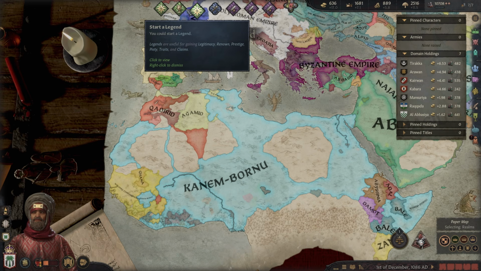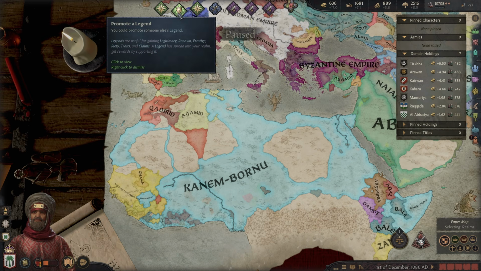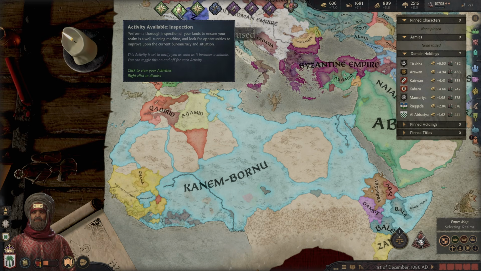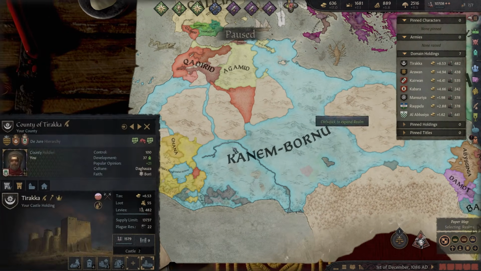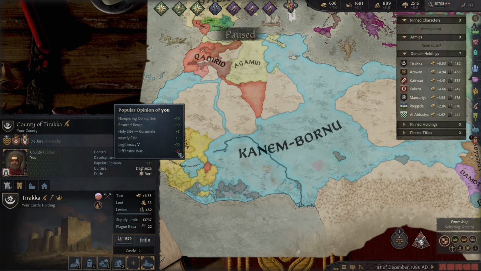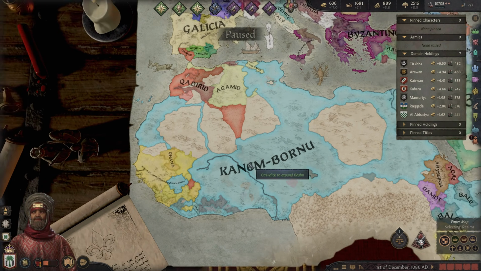Inspired person could be sponsored? Probably not. I'm not going to start a legend. I could do an inspection. An inspection would be worth it for us. Okay. Let's also just have a quick look here. We have a negative 19 from offensive war. We should let a little of that burn off, I think.